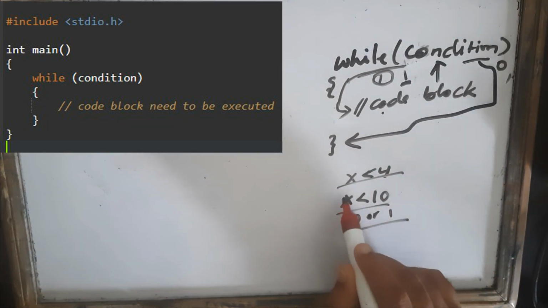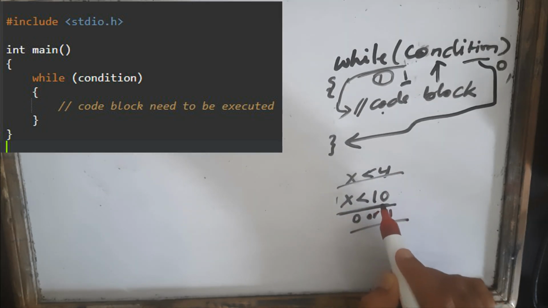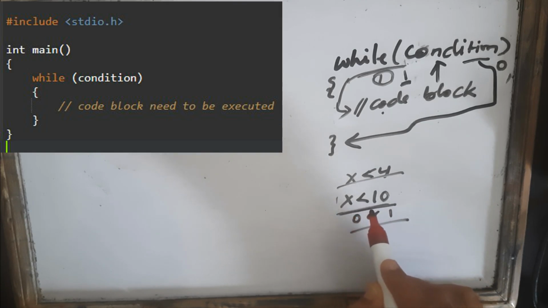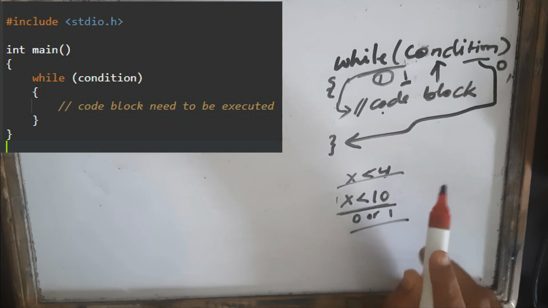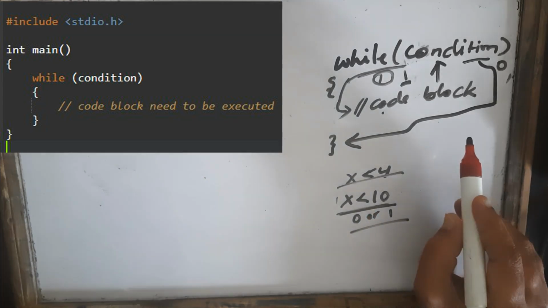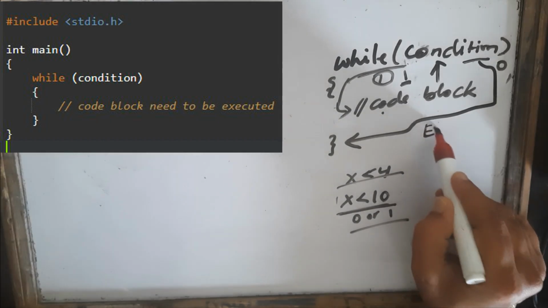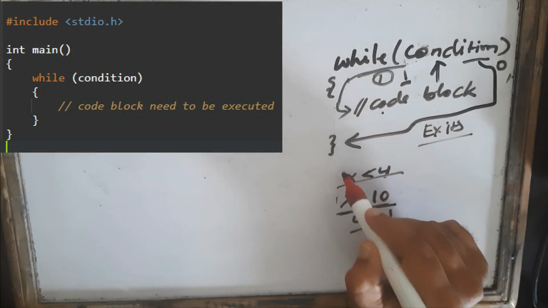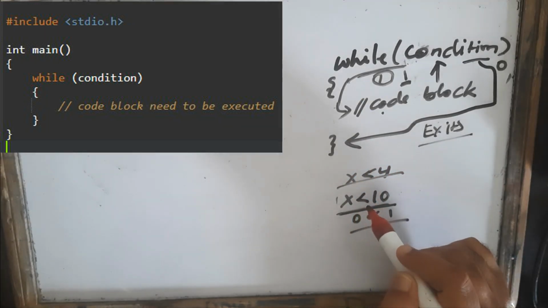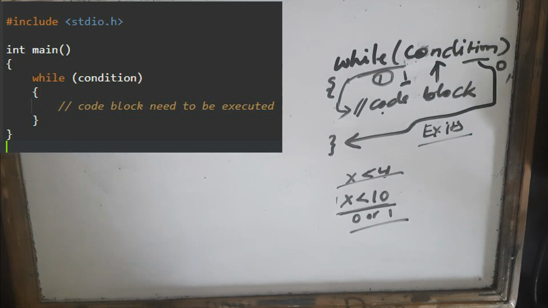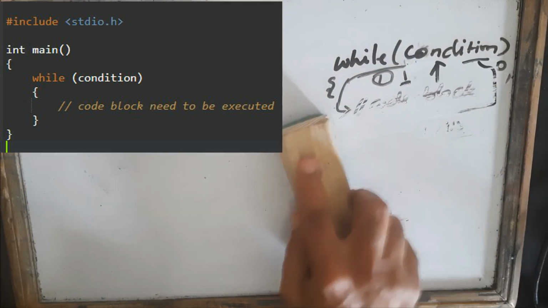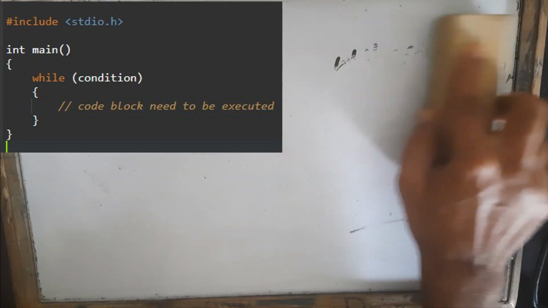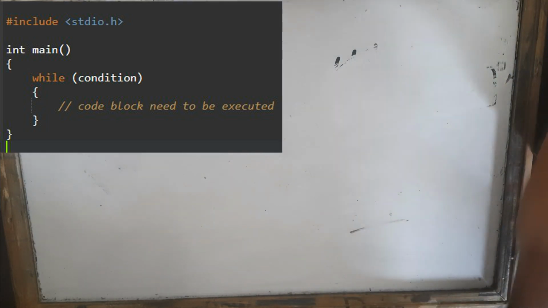Say for example, if the condition is x less than 10, it executes as long as x is less than 10. Once x becomes greater than or equal to 10, the while loop exits and continues with the next code. Yeah, so this is the example. This is how the while loop works.